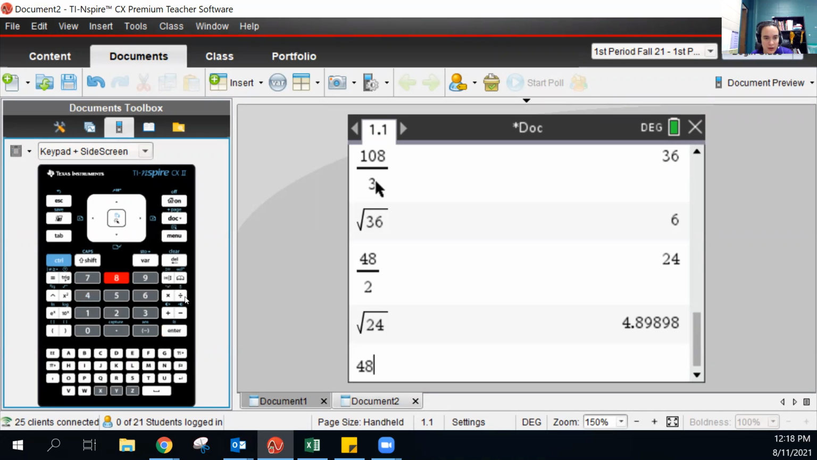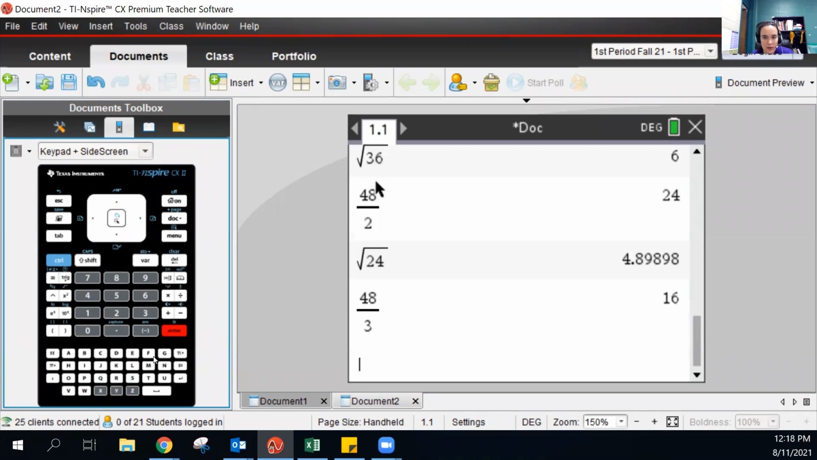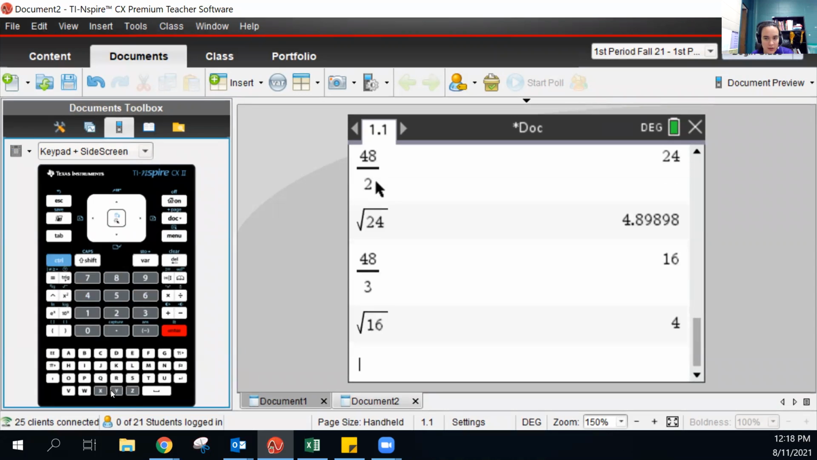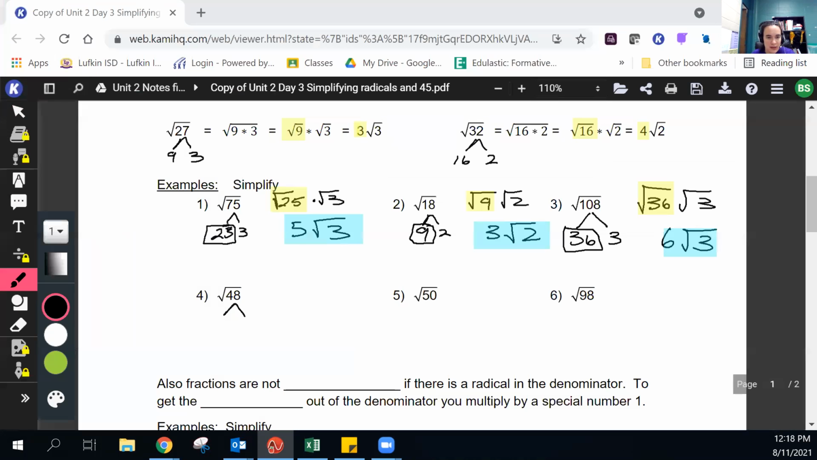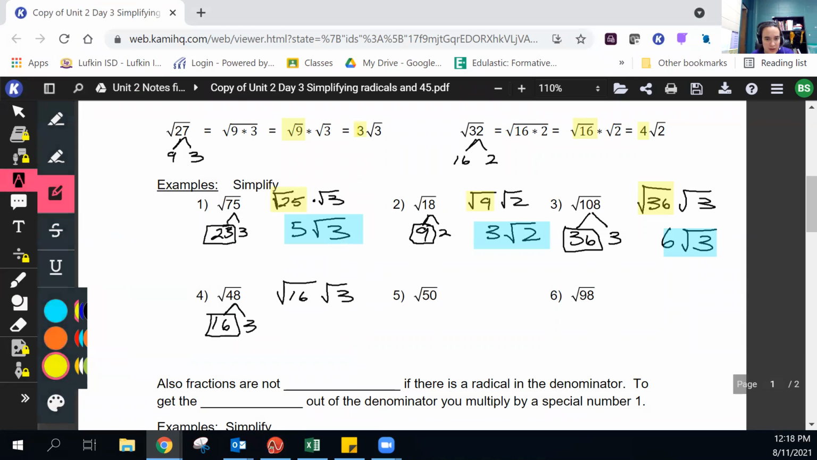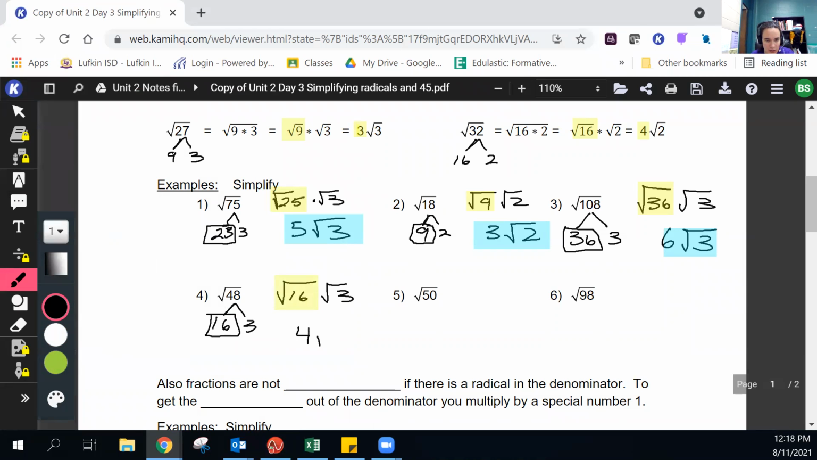We need to check, is 48 divisible by 3? It is. Is 16 a perfect square? It is. So we've got 16 and 3. 16 is a perfect square. So we've got the square root of 16 times the square root of 3, taking the square root of 16, and that gets us 4 times the square root of 3 for our answer.